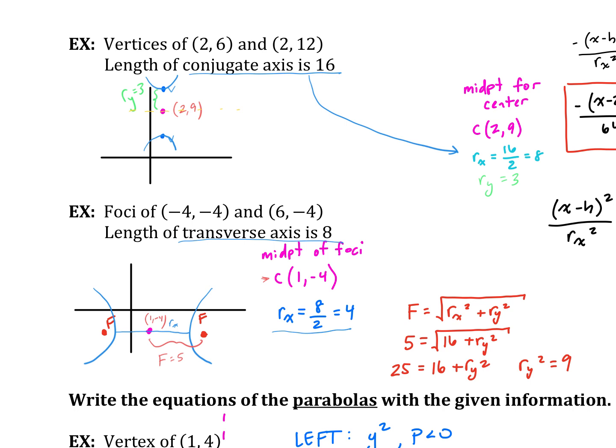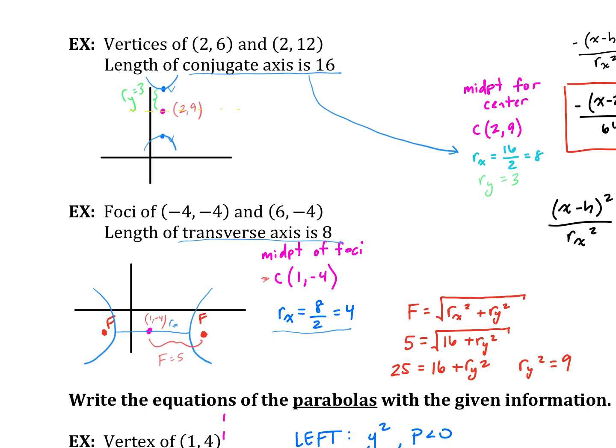So remember with hyperbolas, the F value is equal to the square root of Rx squared plus Ry squared. So we know what our F value is, 5. That was the distance from our center to one focus. And we know our x radius is 4, so when we square that, we get 16. So squaring both sides, 25 equals what's left underneath. And all I have to do is solve for Ry squared. So we get our y radius squared to be 9.